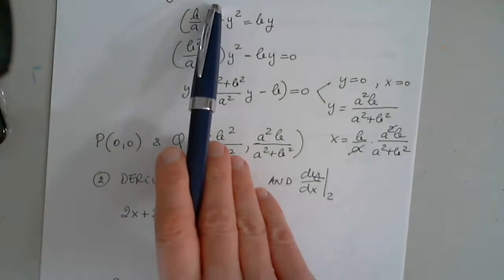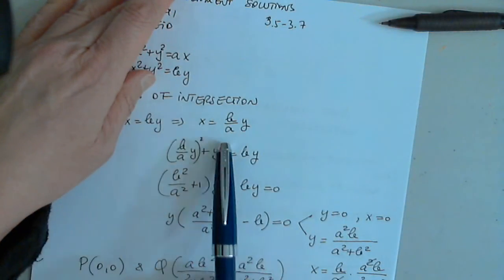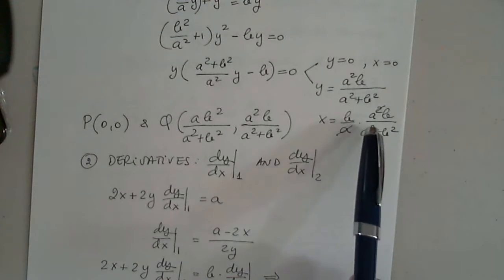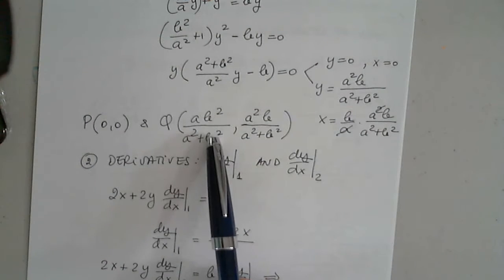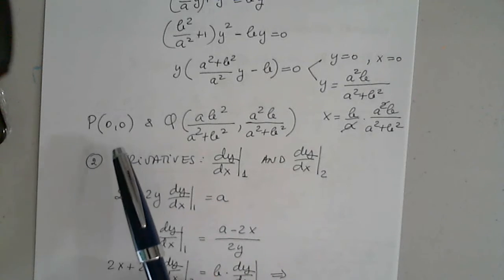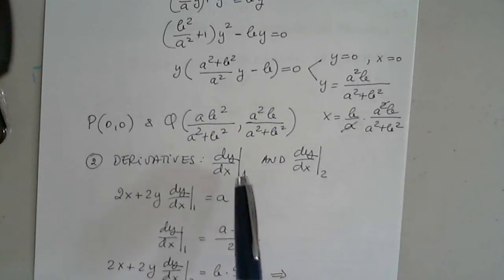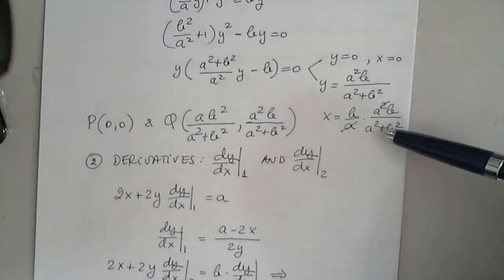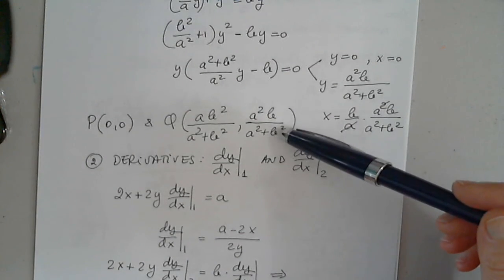I have to go back in and replace y to get x. So b over a times y. I simplify a, and I get a b squared over a squared plus b squared, and this is my x. So there are two points of intersection: P at (0, 0), when y is 0, x is 0, and Q with this x, a b squared over a squared plus b squared, and a squared b over a squared plus b squared as the y value.